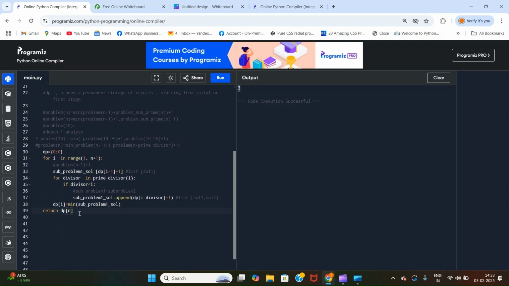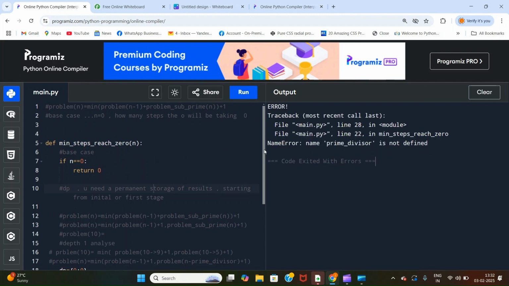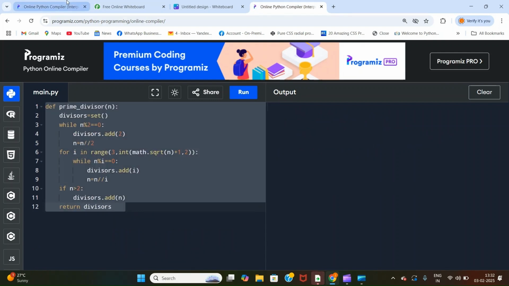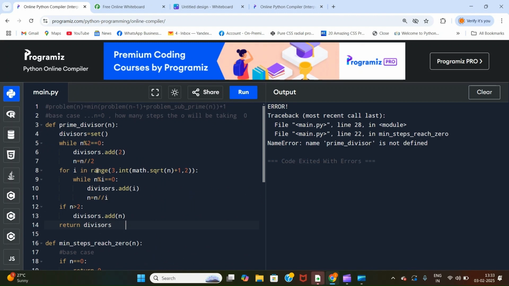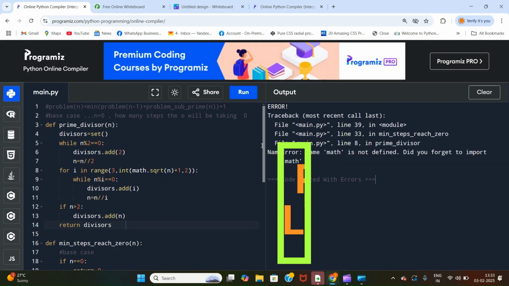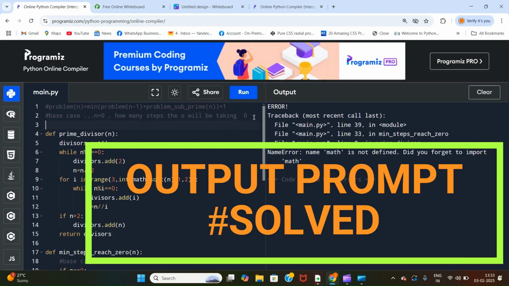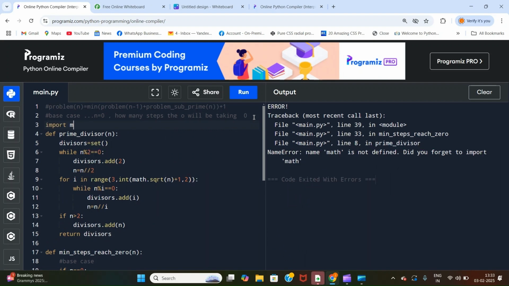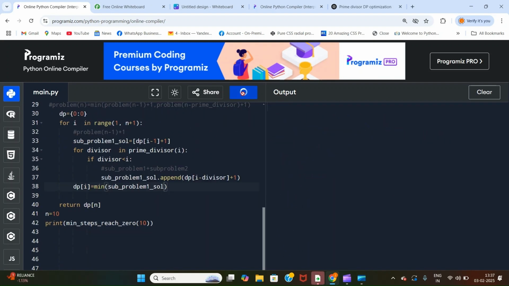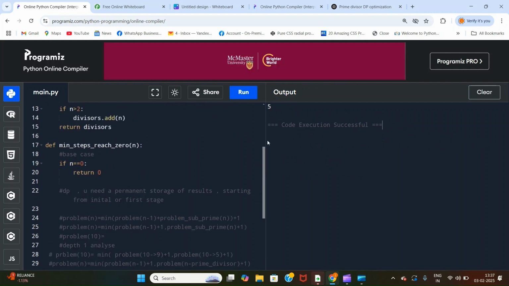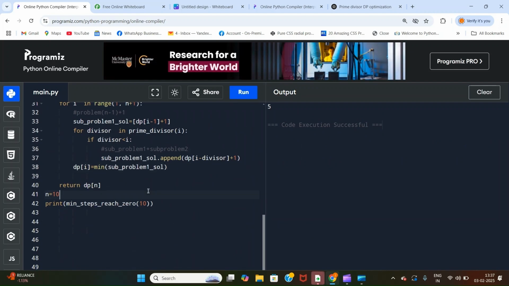Okay, now what I am getting here: prime divisor is not defined. So for the prime divisor, what am I doing? I am using the previous code. Okay, so this is our previous code. Let's copy it and paste this function here. Now let's try to run. Okay, import math, this is the problem. I'm getting 5 for this 10. So the number of these steps is equal to 5.